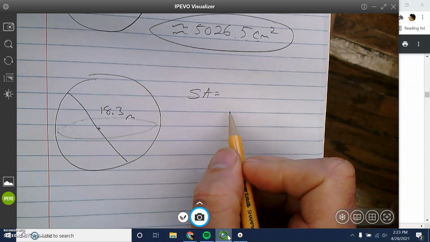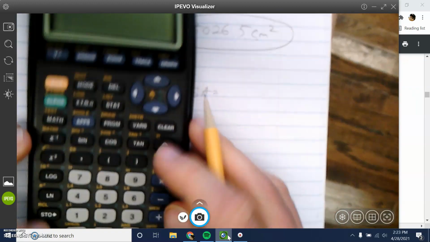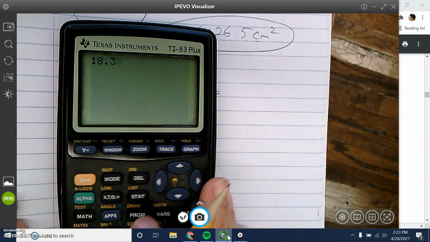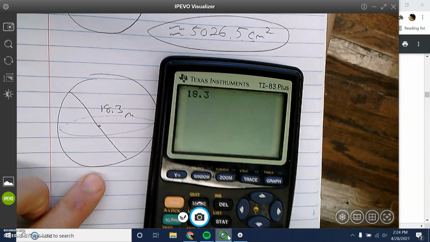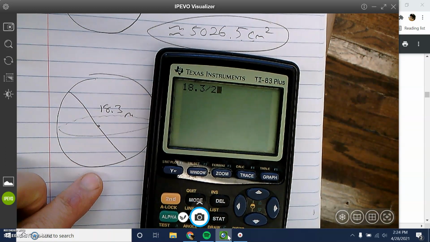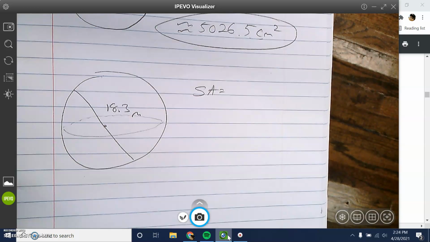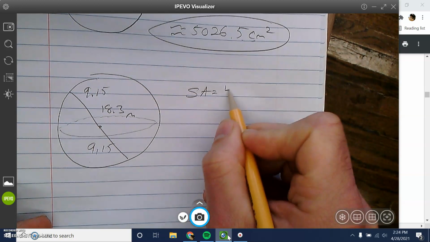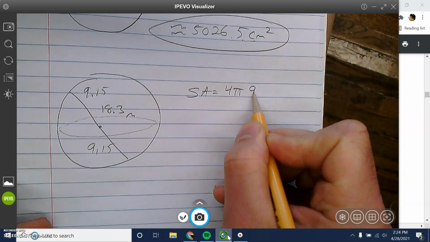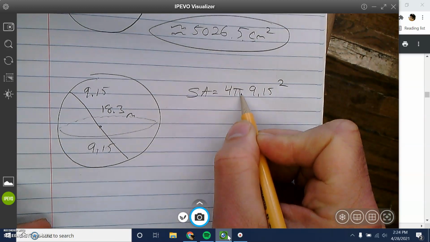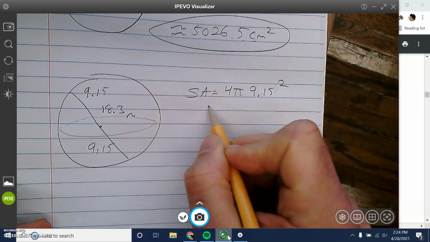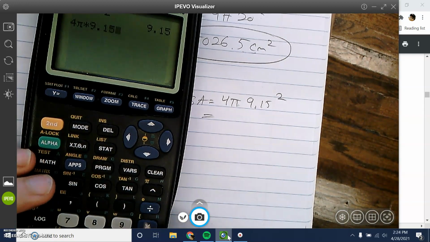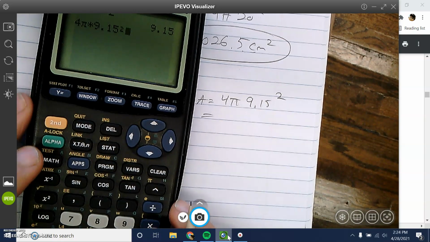Ready, set, go. All right, let's see. 18.3 is the diameter. So I need to cut that in half. So I'm going to divide by 2. And I got 9.15. There we go. So it's 4 times pi times 9.15 squared. 4 circles, pi r squared. So, calculator it up. 4 pi times 9.15 squared.